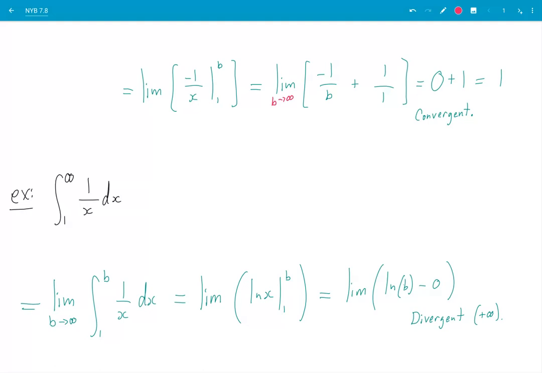So I got plus infinity here. You could put plus infinity here if you want, but I want you to write down the word divergent. Again, because we got a number above that was convergent, infinity is not a number. So this is a divergent improper integral.